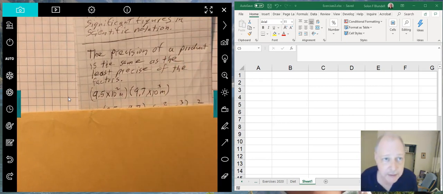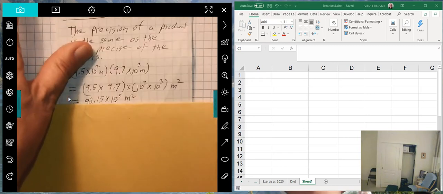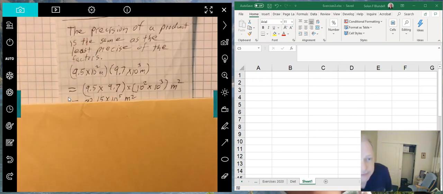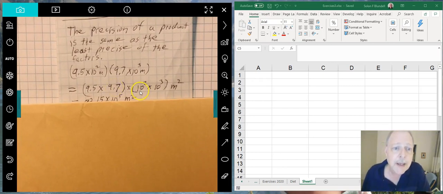So if I want to multiply these 2 numbers, first I use the commutative property to rearrange it a little bit. It's just 4 numbers multiplied, so I'm going to do the 9.5 times the 9.7, and then times the 10 squared and the 10 cubed. I use both the commutative and associative properties to rearrange the operation. And then the meters times the meters makes square meters.